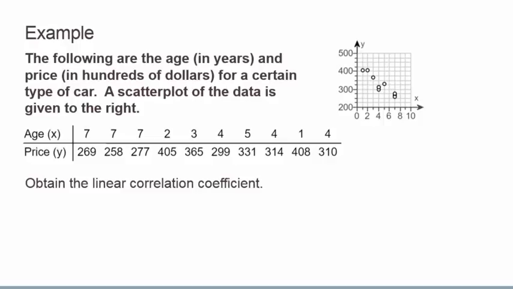My data points are when x is 7, y is 269. When x is 7, y is 258. When x is 7, y is 277. When x is 2, y is 405. When x is 3, y is 365. When x is 4, y is 299. When x is 5, y is 331. When x is 4, y is 314. When x is 1, y is 408. When x is 4, y is 310.